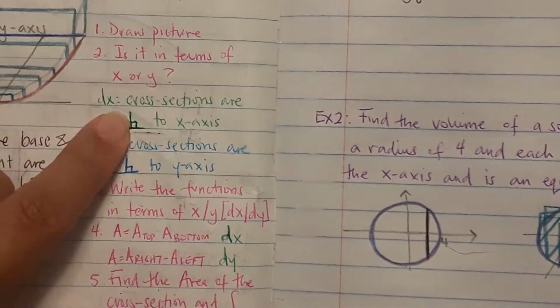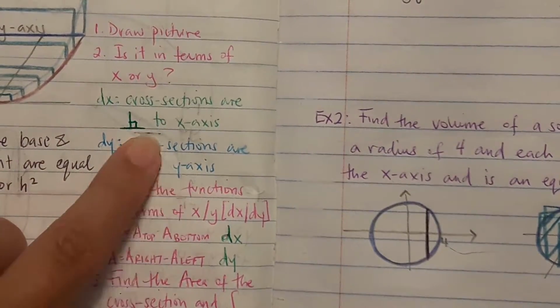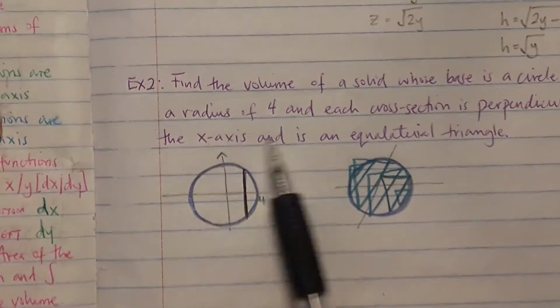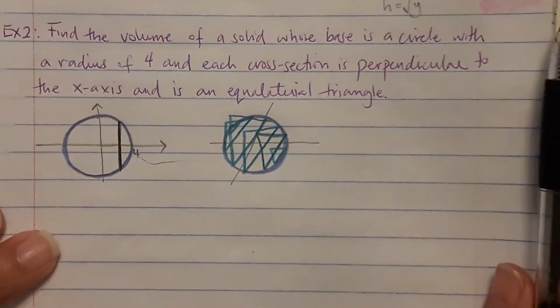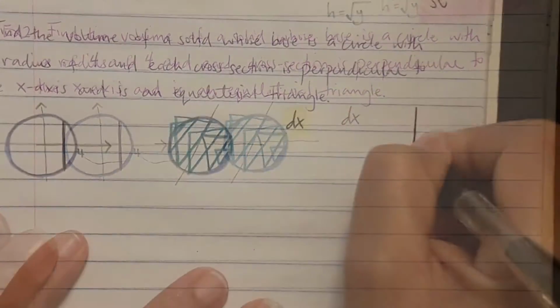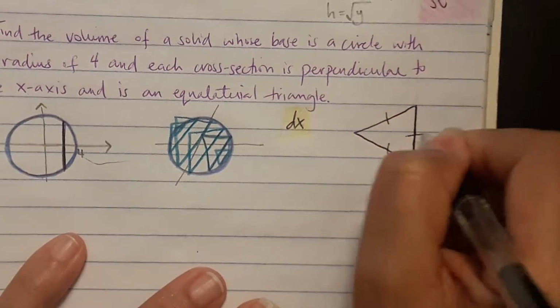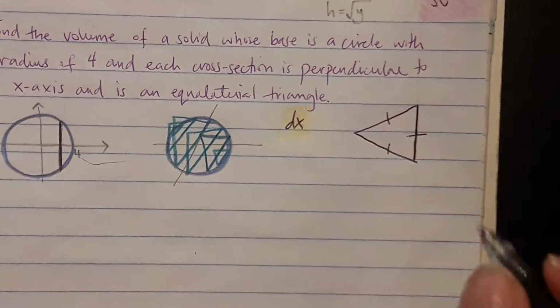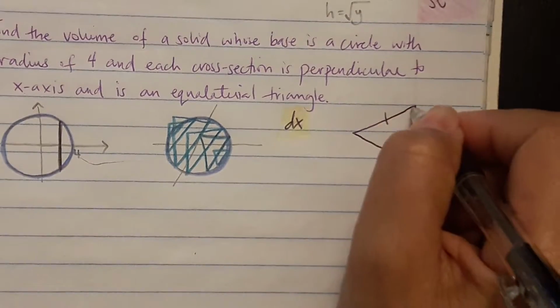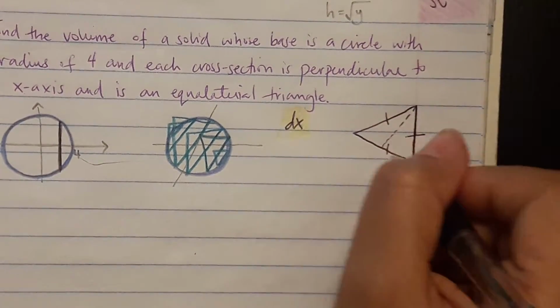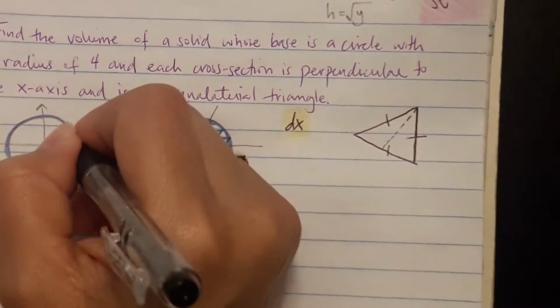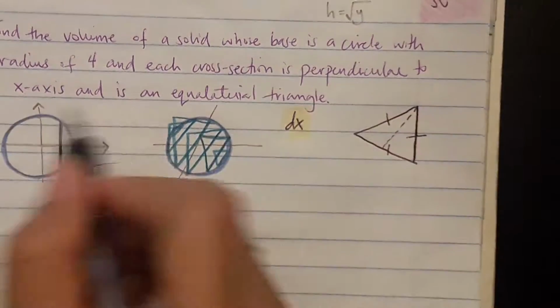Alright, so is it in terms of x or y? Well, it's perpendicular to the x-axis, so therefore it has to be in terms of x. So instead of it being in terms of y in this one, it's actually in terms of x, so everything needs to be dx. Here's my equilateral triangle. What does an equilateral triangle mean? All the sides are the same. So instead of labeling them all different variables, I'm going to label them all the same variable. I still need a half base times height, so I need to figure out what the height is.